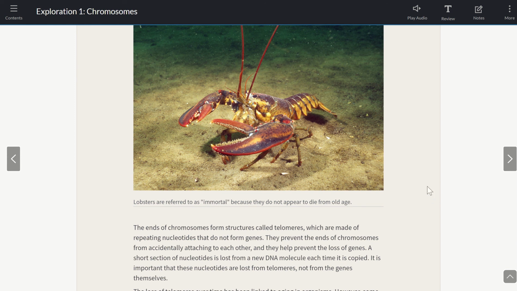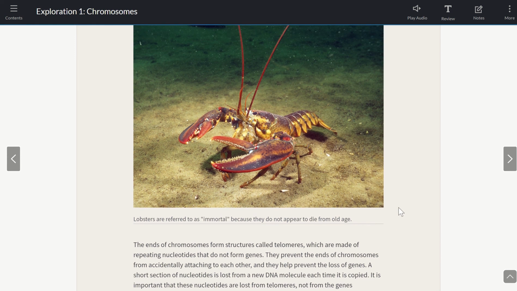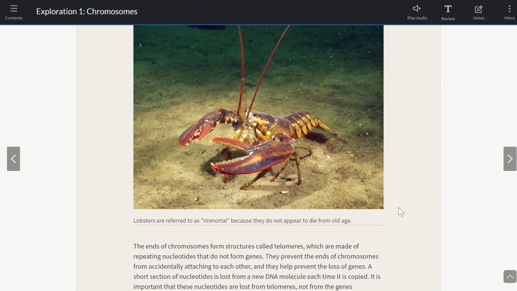There's a lobster, and lobsters in general, they don't appear to die from old age. They die from other things, but they don't die from old age because their telomeres don't shorten. And so one of the areas that humans have looked into is how we can possibly harness this process of not shortening telomeres to allow us to live longer. There's an evolutionary scientist named Brett Weinstein who's got a pretty good thought on this.